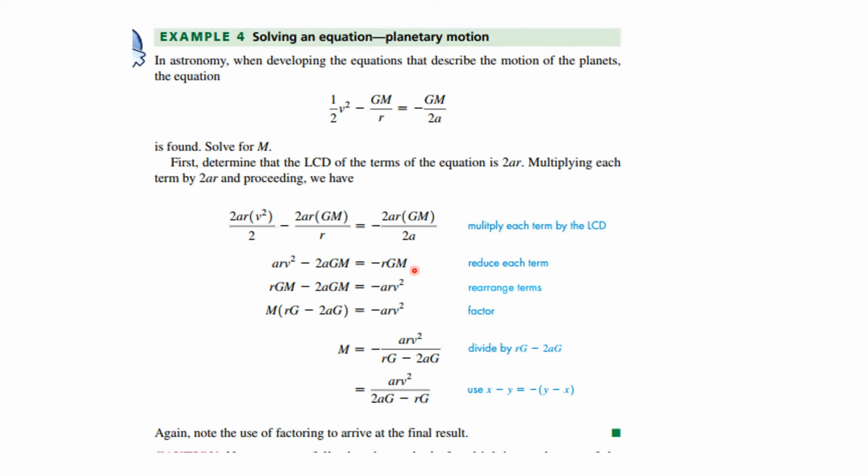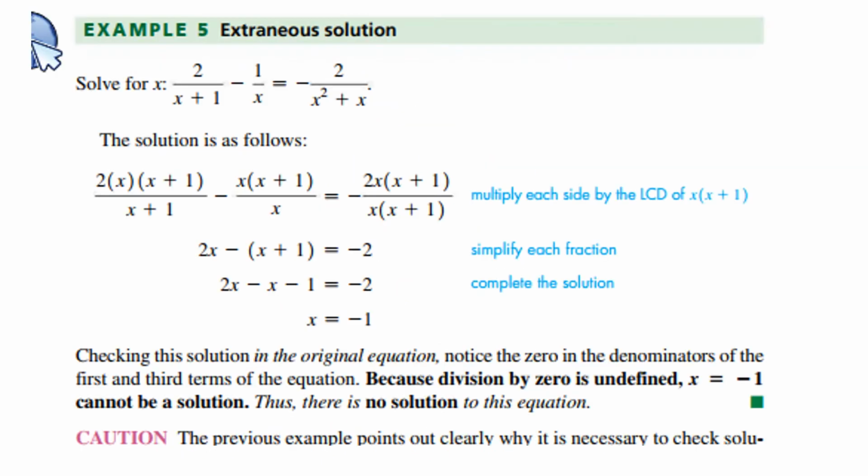Now we're going to get all the terms that have the capital M on the same side. So we're going to add this one to both sides, and we're going to be subtracting this from both sides, which gives us this. Now the capital M is in both terms, so we're going to factor it out again, and we get RG minus 2AG is the coefficient. We're going to divide both sides by that, and this is the solution, and it can be written different ways.